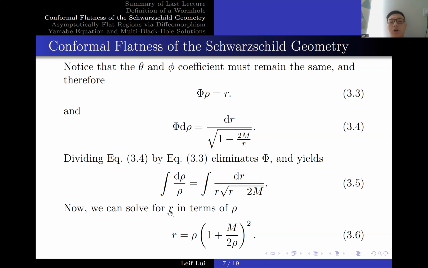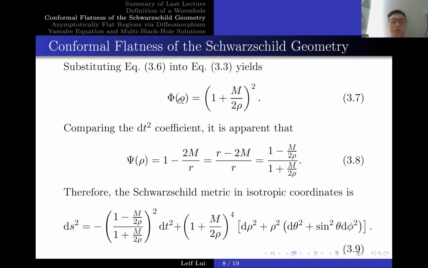So now we can solve for r in terms of rho. So this is r in terms of rho. Substituting equation 3.6 back into equation 3.3, if we substitute r here, we can see that phi is equal to 1 plus m over 2 rho, all squared, which is quite nice. So this is quite a nice expression.